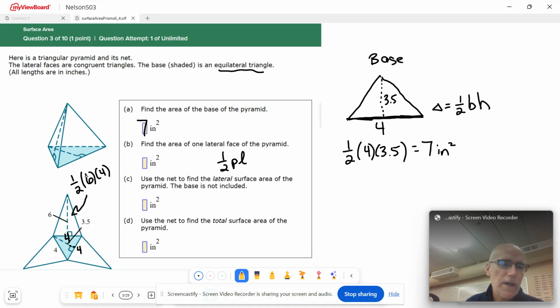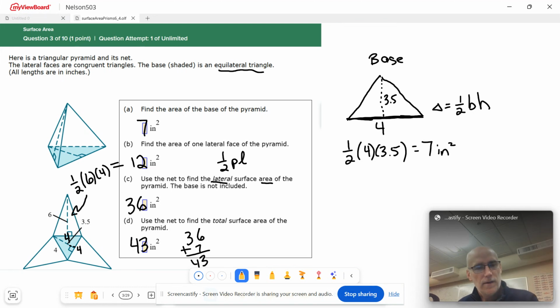Anyways, I get 1/2 of 6 is 3. 3 times 4 is 12. So this answer right here would be 12. And then it says, now what's the lateral area? Well, 3 times 12 would be 36. And then it says use the net to find the total surface area. Well, we got this blue base here, and then we got 36 for the sides. So it's 7 plus 36. So 36 plus 7 is, I think, 43, isn't it? So I get 43 square inches.